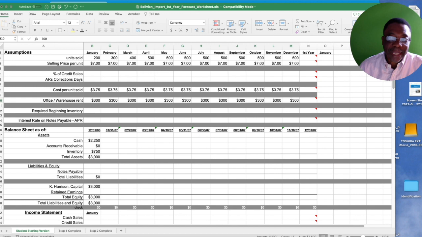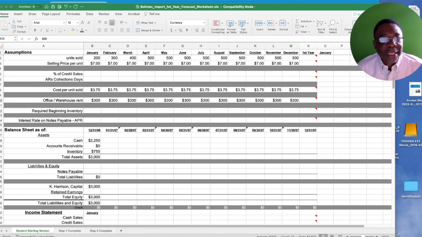Now we're going to have to add the new items. We're going to add the percentage of sales on credit, and we're going to add the accounts receivables collection days. Now this will be a good time for me to help you understand how we use these assumptions on the Excel spreadsheet. If you have a well-designed spreadsheet, you shouldn't have to go into any other section than the assumption section to test different scenarios in your forecast.